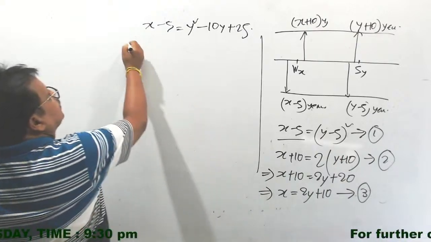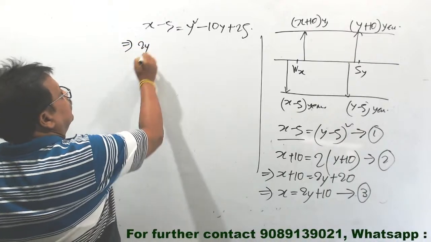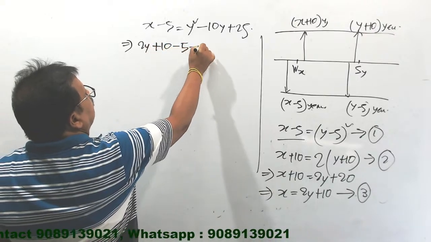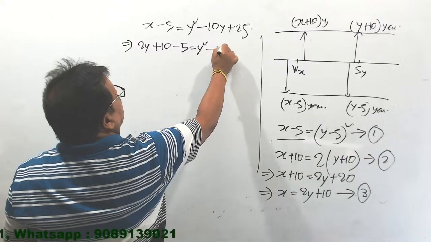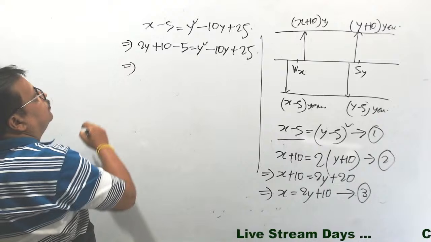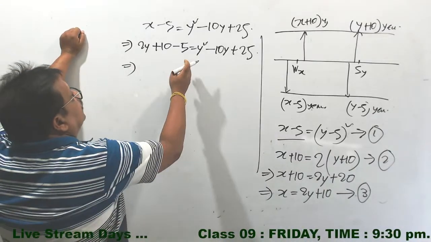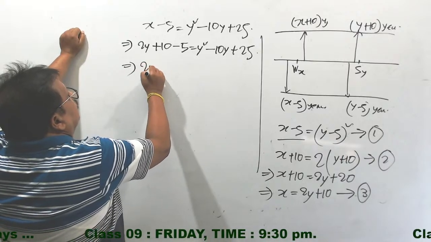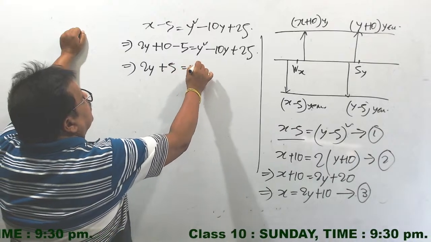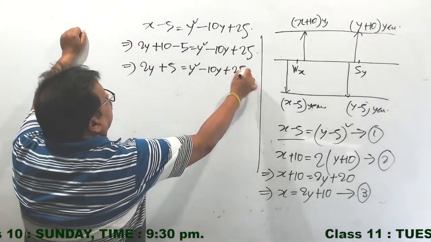Now put the value of x. x means 2y plus 10 minus 5 is equal to y square minus 10y plus 25. This implies what? 2y plus 5 is equal to y square minus 10y plus 25.